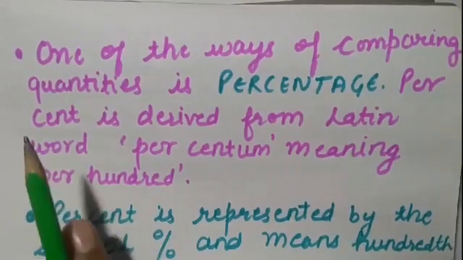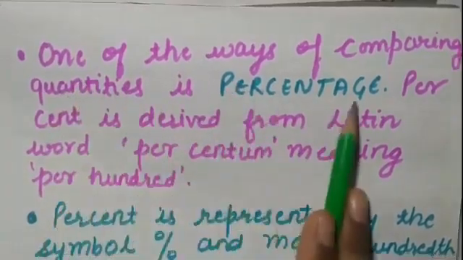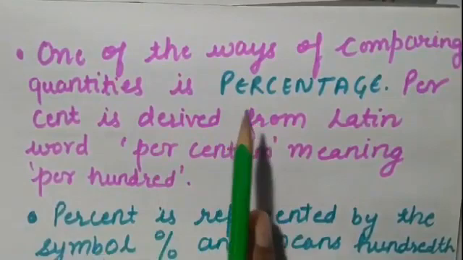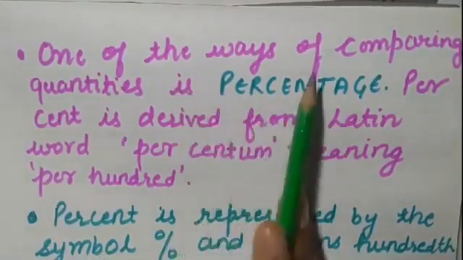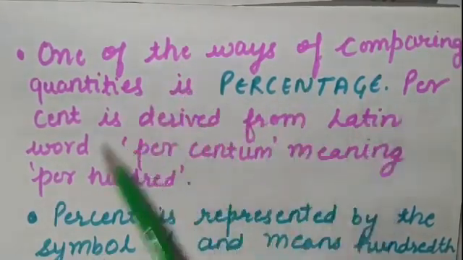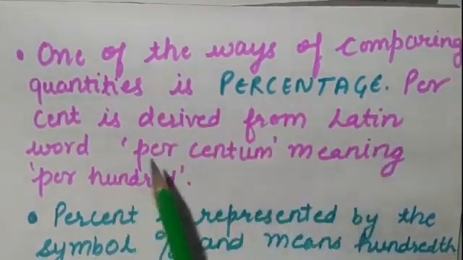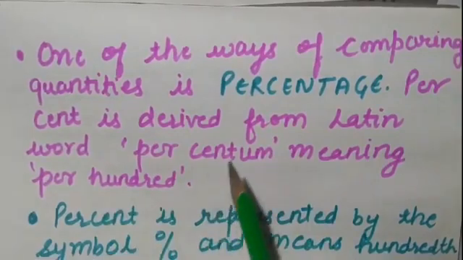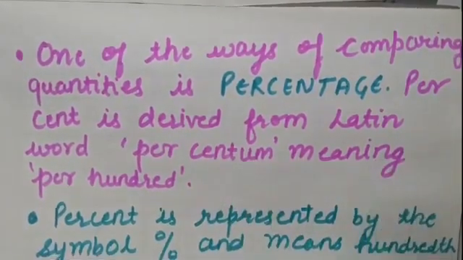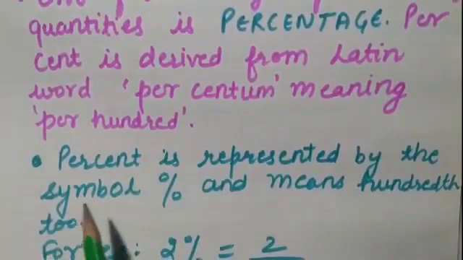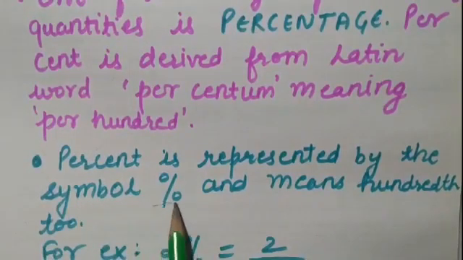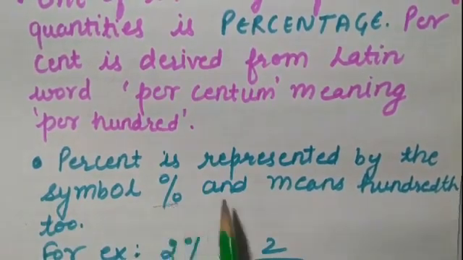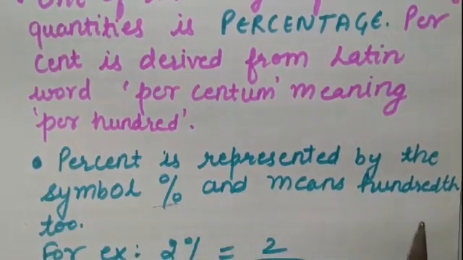Now come to the third point. The third point is that one of the ways of comparing quantities is percentage. It means through percentage we can compare quantities. Percentage is derived from the Latin word percentum, which means per hundred. So percentage means per hundred. It is represented by the symbol %, and it means hundredth, or you can say out of 100.